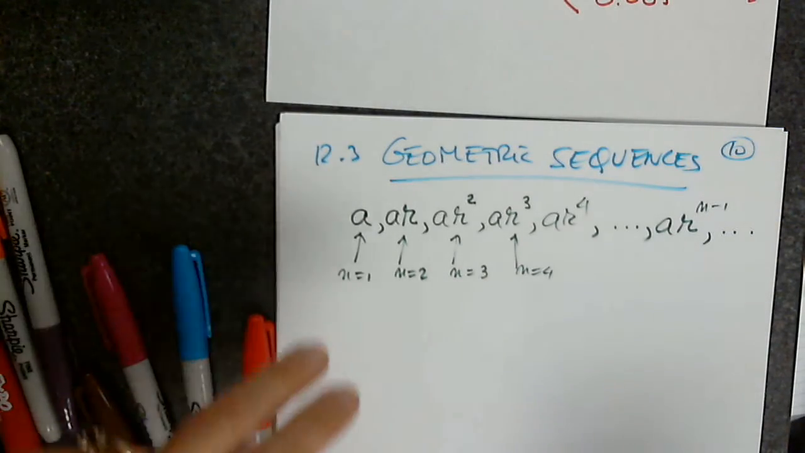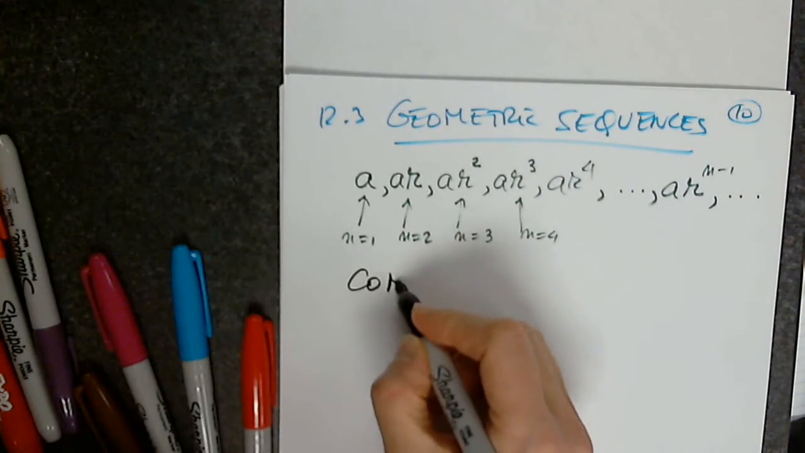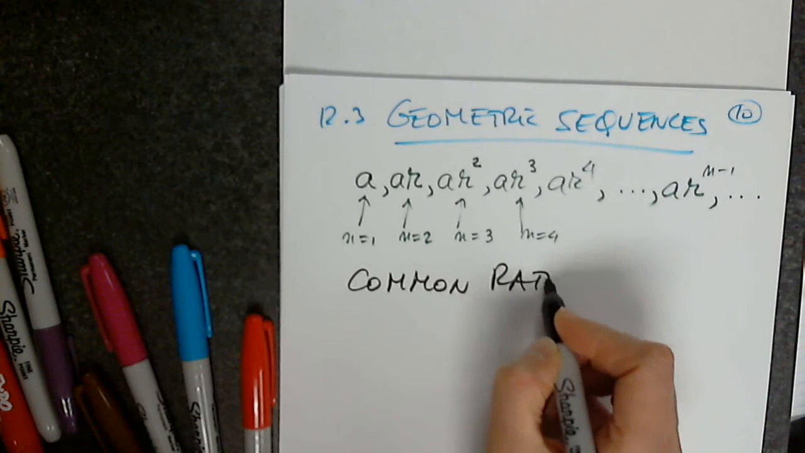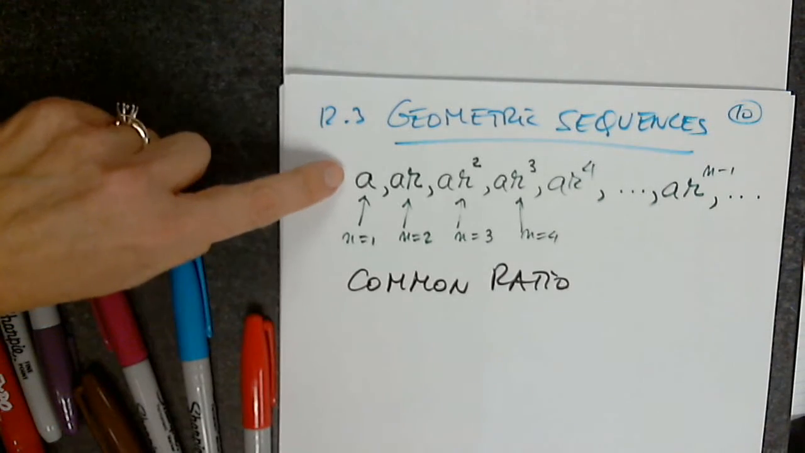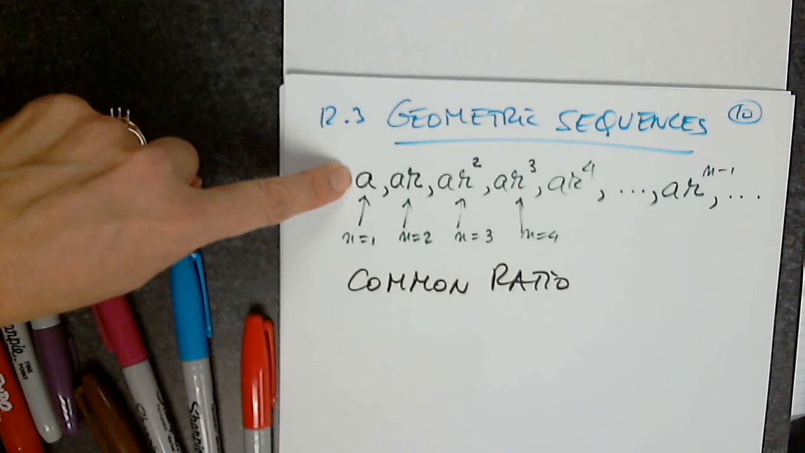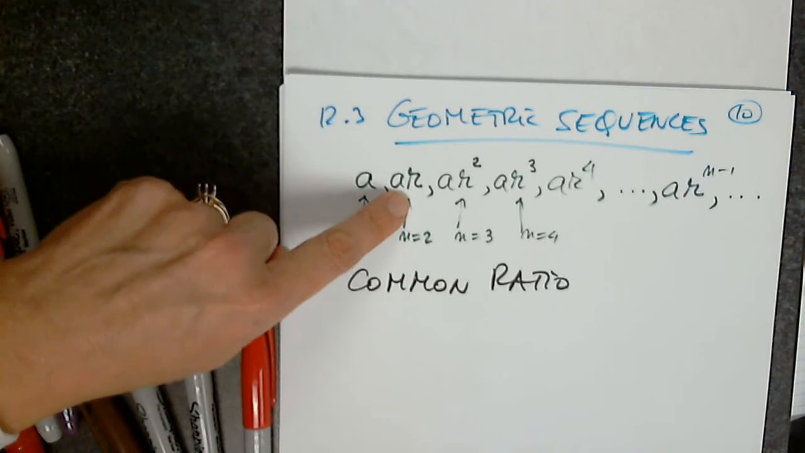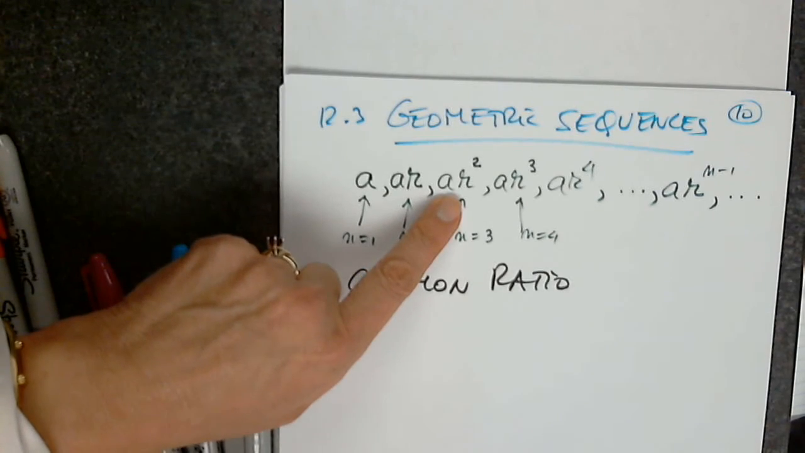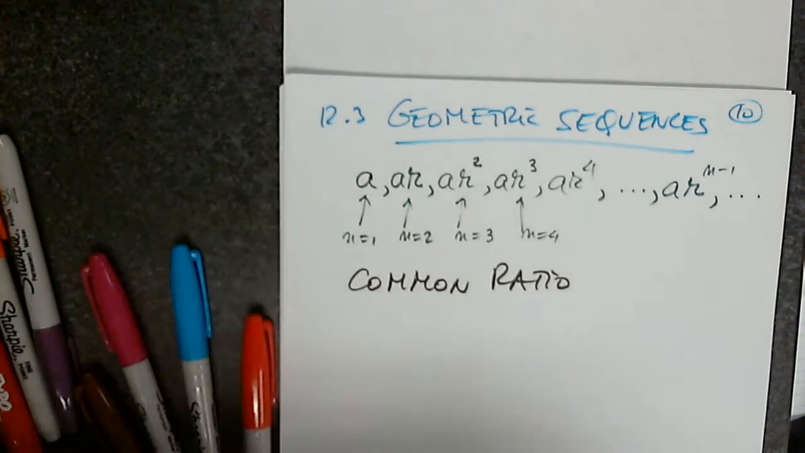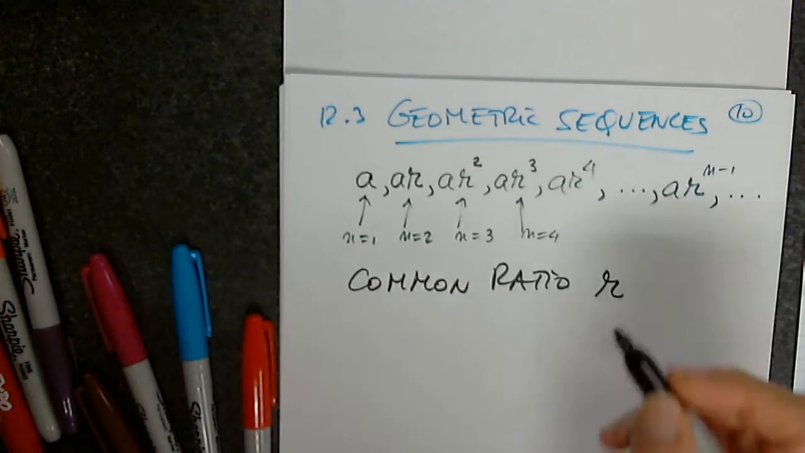This has a common ratio. What is the common ratio? It is the quantity I multiply the previous term by to get the next term. So we multiply this by what? R to 0. By R. They're all the same. We multiply this by R to get this. We multiply this by R to get this. We multiply this by R to get this, and so on and so forth. So that is the common ratio, which is R.